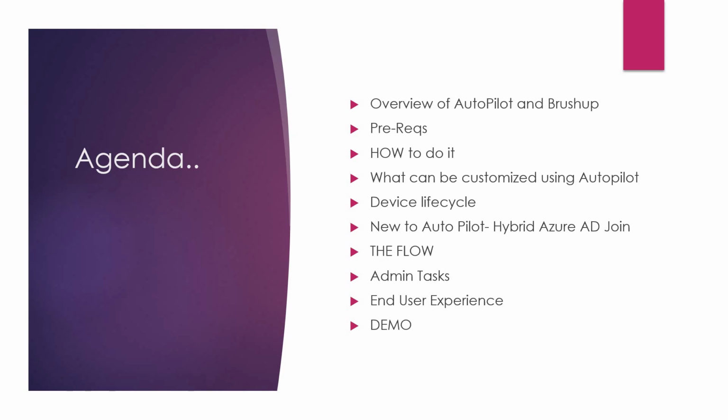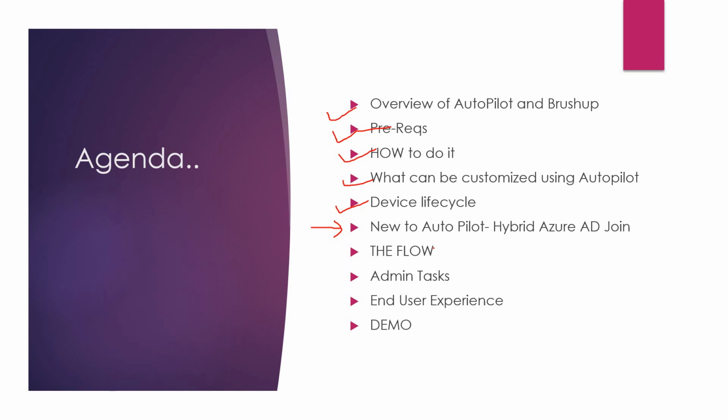Okay. So now that being said, let's move ahead and take a look at today's agenda. In this nugget, first we are going to take an overview and talk about what a normal autopilot is. We are just going to do a quick brush up on what autopilot is, why do we need it, how do we do it from Intune. Then we will talk about the prerequisites for doing a hybrid autopilot from Intune. How we can do it, we will talk about that. What we can customize using autopilot, this is something that we have already discussed, but we'll just briskly walk through it. What is a device life cycle? This is the agenda of this nugget.